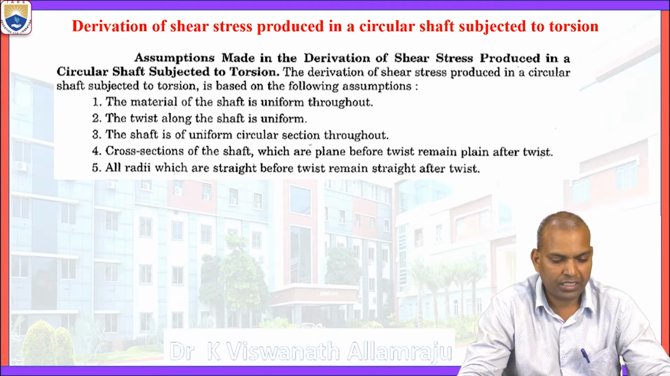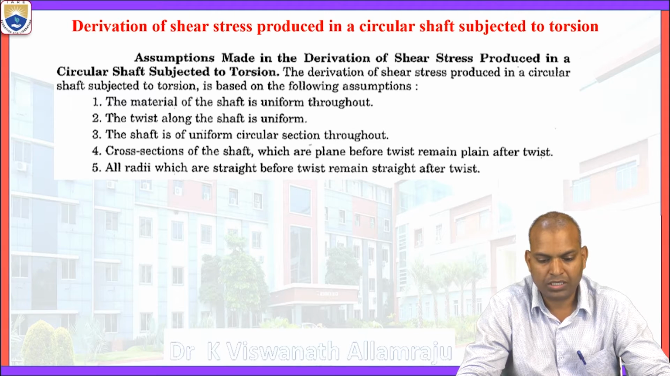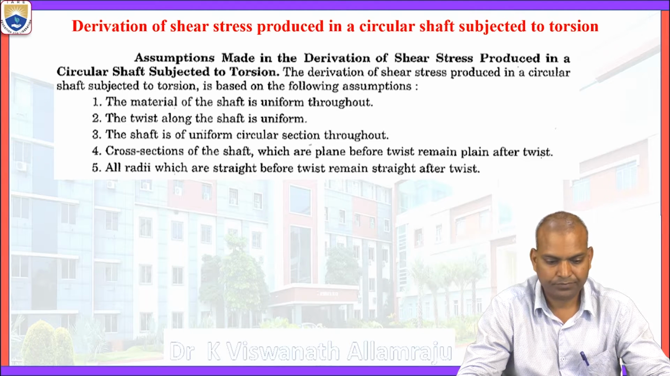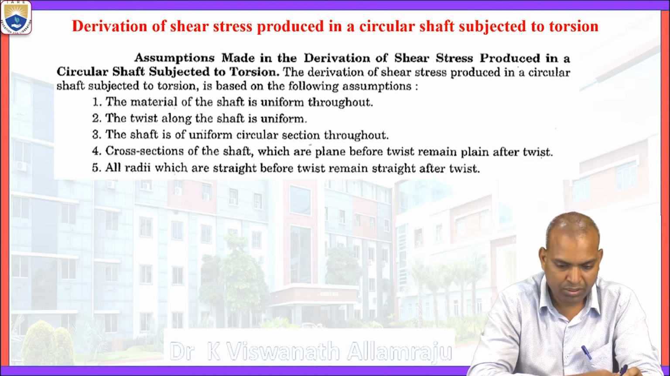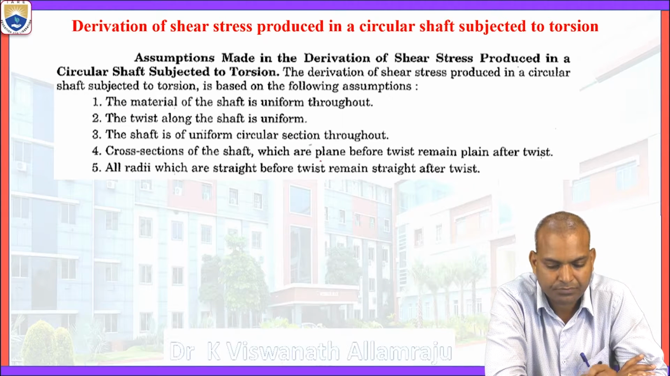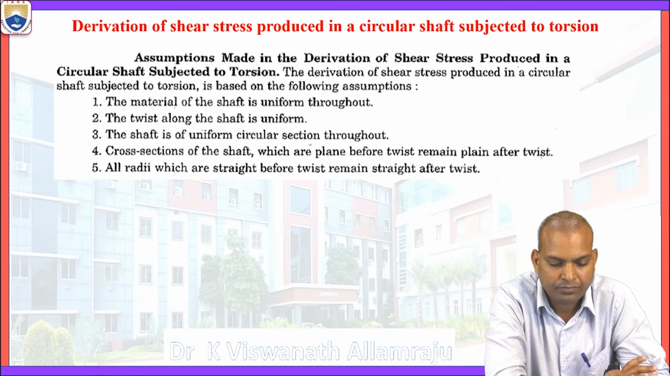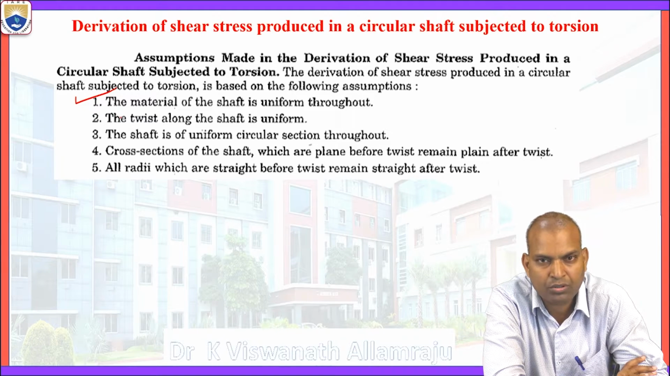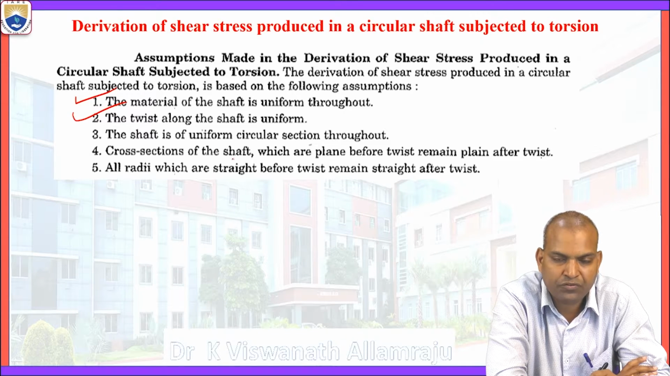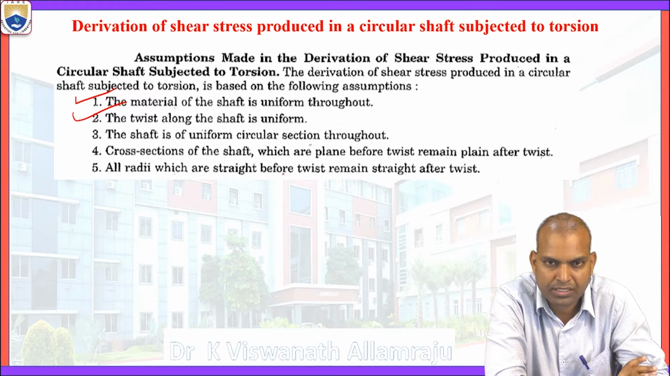What are the assumptions we considered in deriving the shear stress in a circular shaft subjected to a torsion? The first assumption is that the material of the shaft is uniform throughout its length and also its cross section. The second assumption is that the twisting along the shaft is uniform. There is no variation.